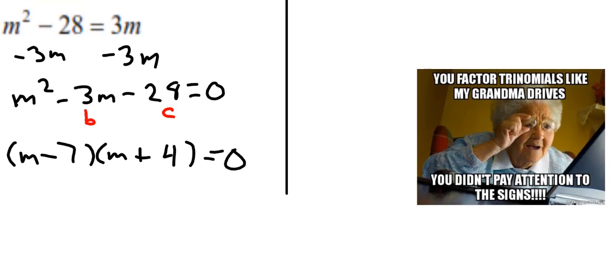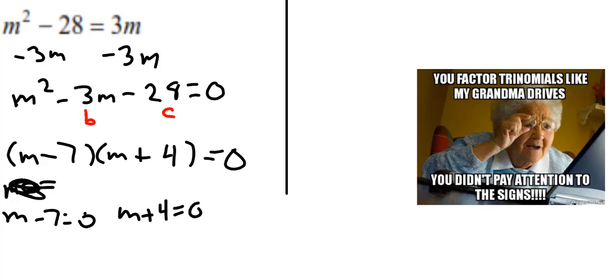So now our last step is just to solve both of these binomials, and this will tell us where this thing crosses the x-axis. Oops, I guess I should do the math first instead of just writing the answer. So we would set m minus 7 equal to 0. Now we just add 7 to both sides to undo that, and we get m equals 7. And we subtract 4 from both sides for this one, and we get m equals negative 4. And that would be our two solutions.